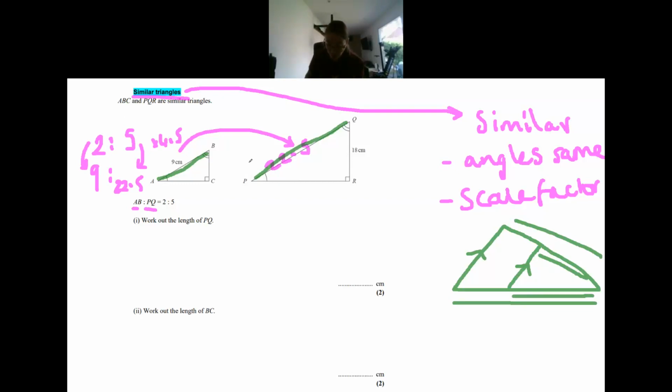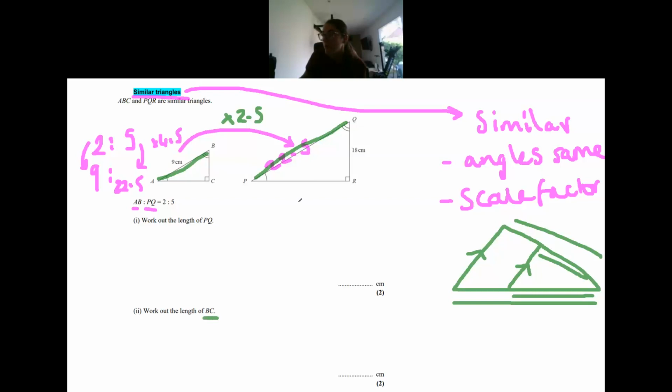So, to find the scale factor, 22.5 divided by 9, it's got to be the same length. It's got to be the corresponding. So the scale factor here is 2.5. So I know this triangle is 2.5 times the size of this triangle.